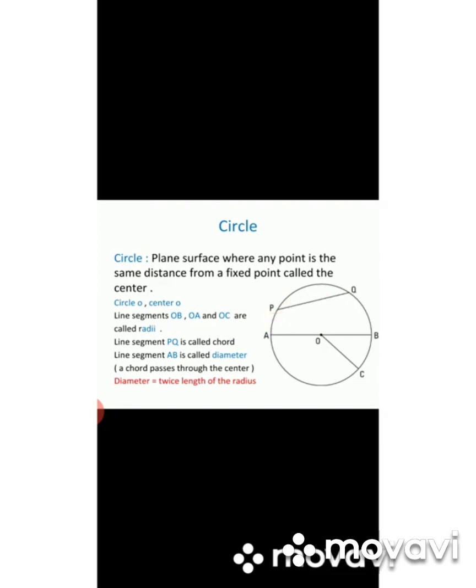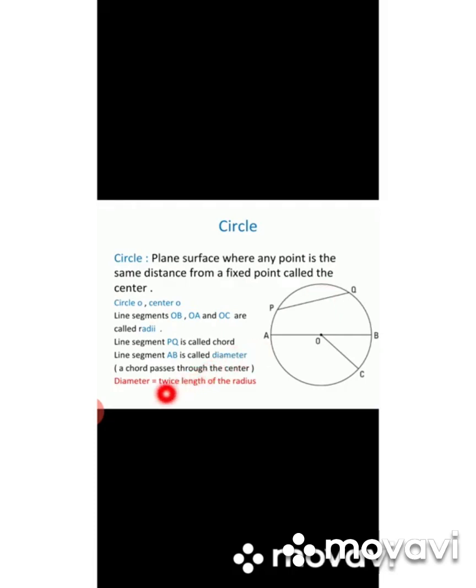Pay attention. We can say that the diameter AB is a chord. Why? Because it connects 2 points on the circle. But we cannot say that the chord BQ is a diameter. Why is BQ not a diameter? Because it doesn't pass through the center of the circle. So a diameter is the greatest chord in the circle, okay? And a chord is not necessarily a diameter.